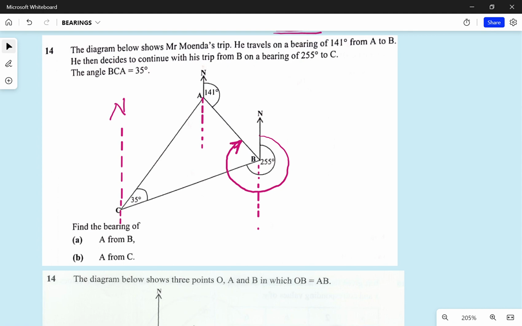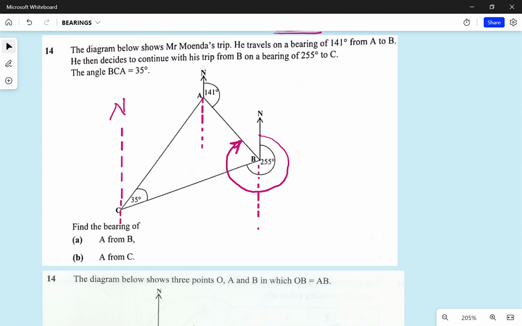We are starting from the north. Remember, bearings are measured from the north. So from the north of B all the way up to the arm of A. This is the arm that leads to A, the line that leads to A. So that is the bearing that we are looking for. This is really not challenging at all. You would discover that this is 225.